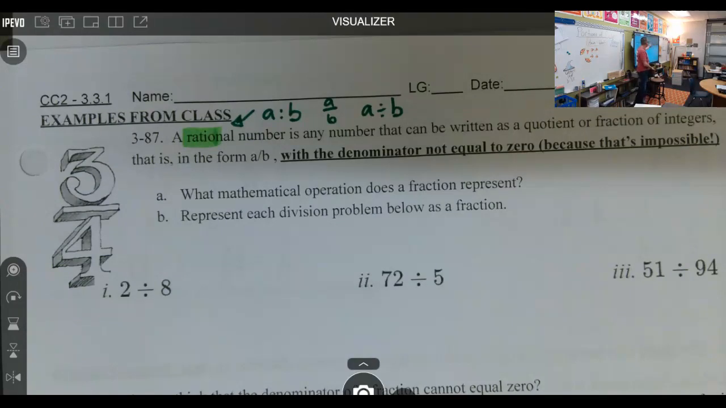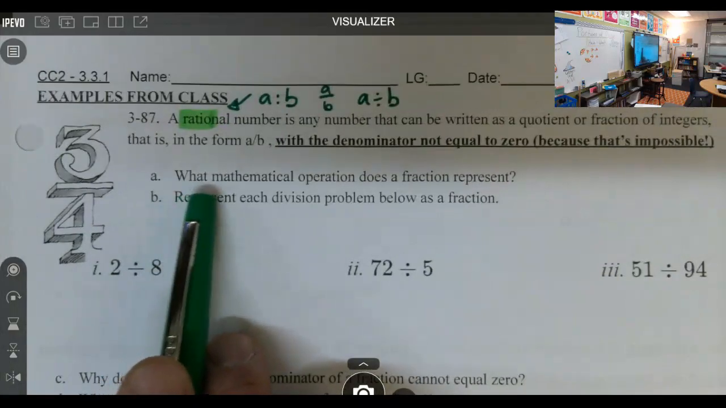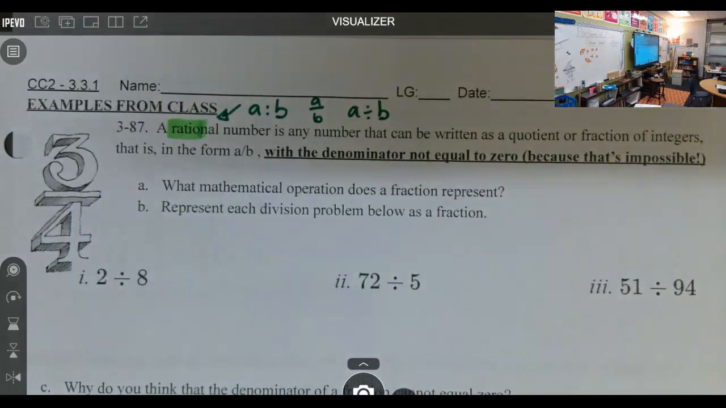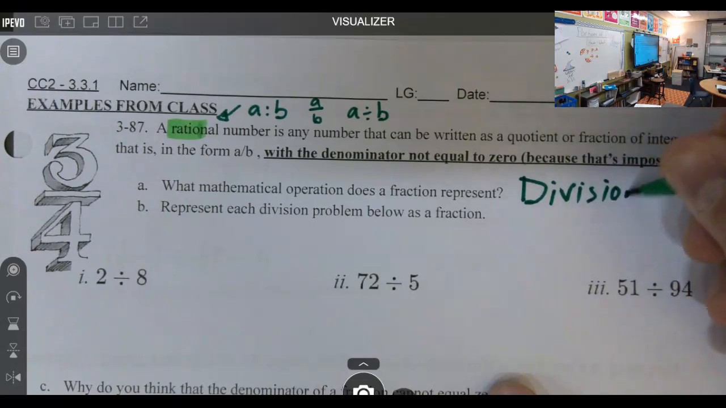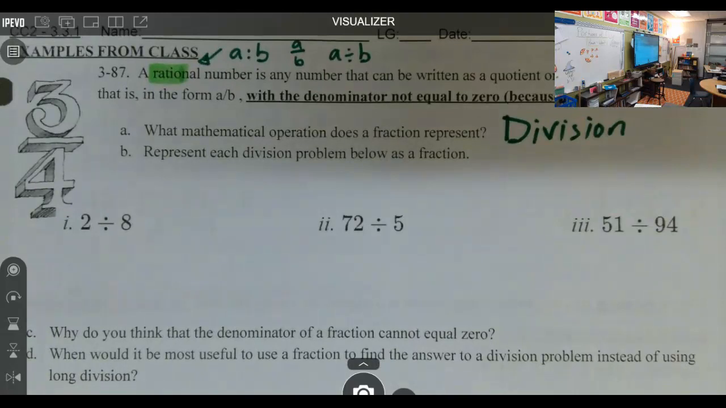So knowing what we just wrote there, I want you to come down to here and turn each of these. Wait, if that's part B, we should probably answer part A first. So wait, what did we just say? What mathematical operation does a fraction represent? Division. So now turn each of those divisions into a fraction. Like write it in fraction form, right? Numerator, denominator, fraction bar between them.